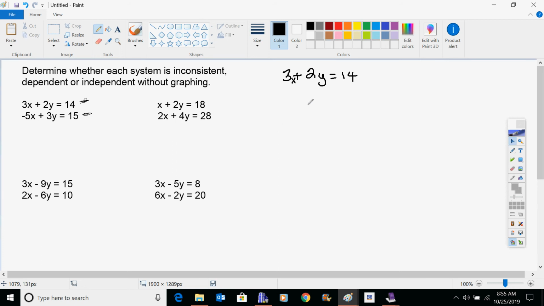So we have 3x. Take away your 3x. You're doing it there. I'm just going to do this up here while you're doing that. And after you have that one solved for y, we need to solve the other one for y so we can see what's happening.